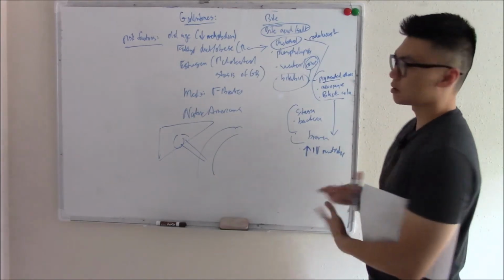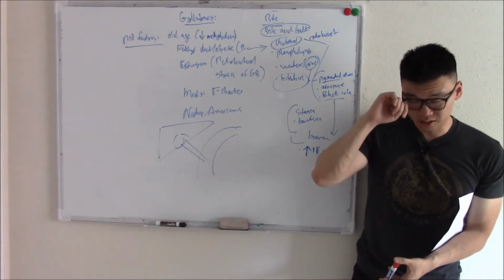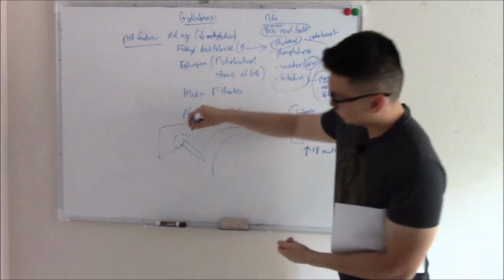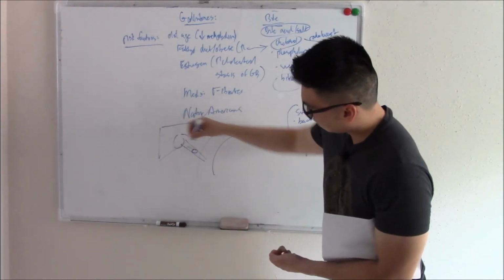Now, how common are stones? Stones are pretty common. A lot of people have them, and they're usually asymptomatic. They kind of just sit in your gallbladder. But sometimes those stones can come out and can cause an obstruction.